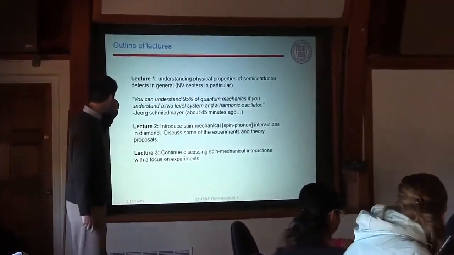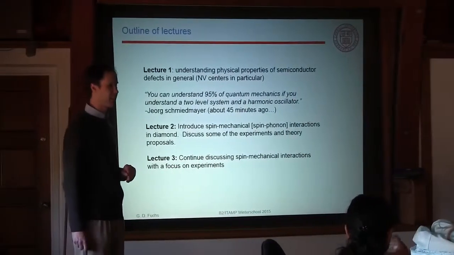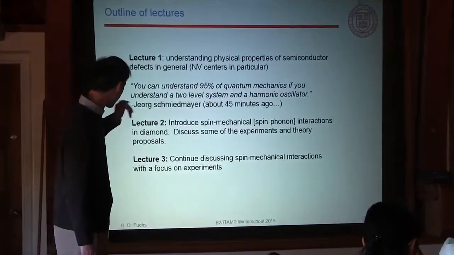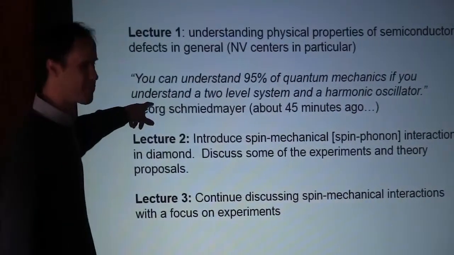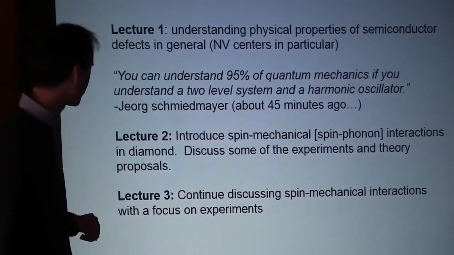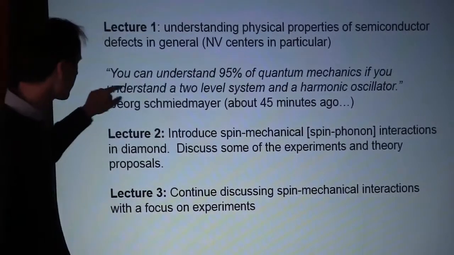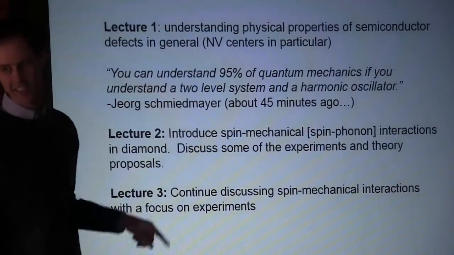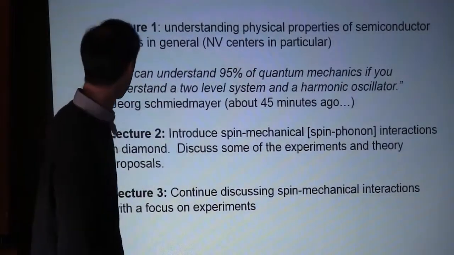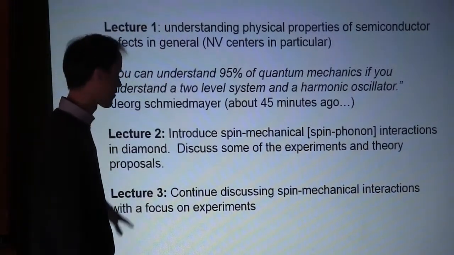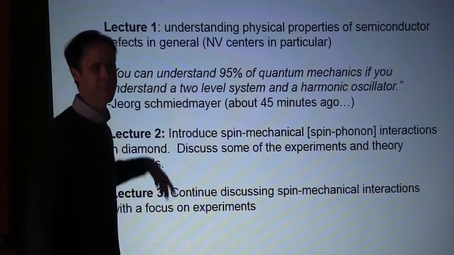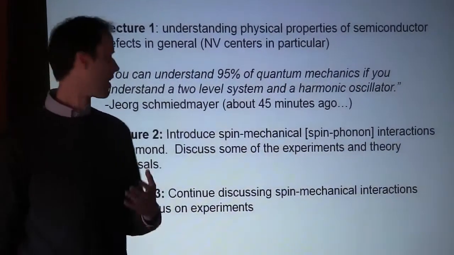And then the next two lectures reflect our previous speaker's comment, which I thought was wonderful, which is you can understand 95% of quantum mechanics if you understand a two-level system and a harmonic oscillator. So everything else I'm going to talk about after this one, this first lecture is really the only important one, because everything afterward is a two-level system and a harmonic oscillator. That's all it is.